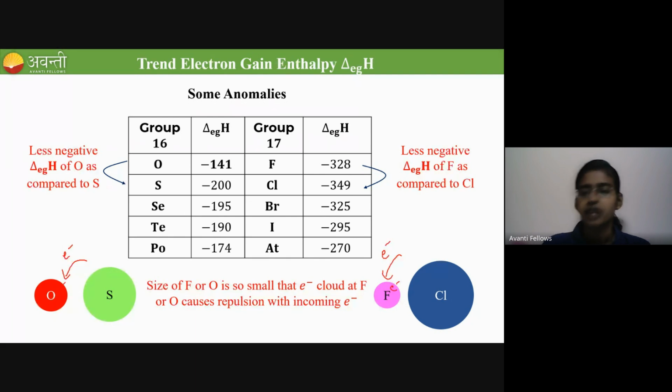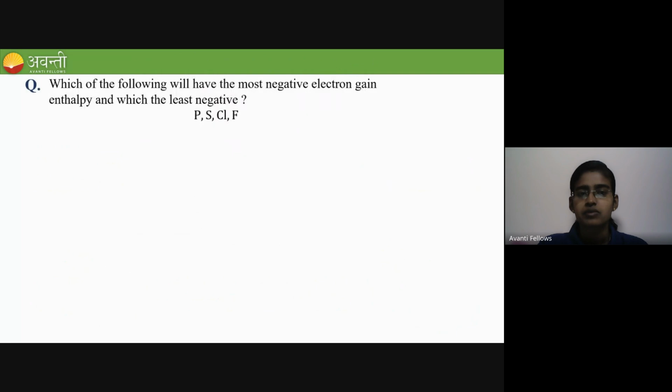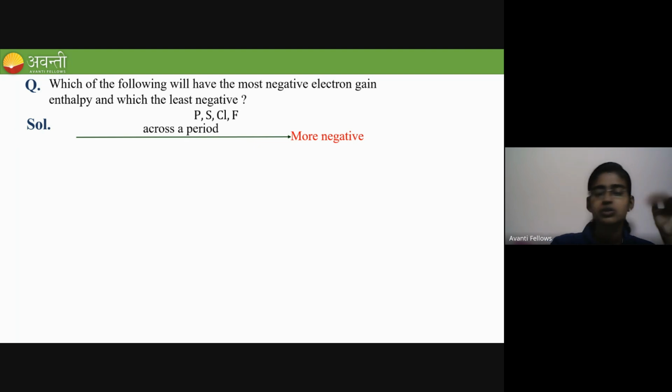Okay, fine. Let us take one question. Which of the following will have the most negative electron gain enthalpy and which is the least negative among phosphorus, sulfur, chlorine and fluorine? So let us solve this. We know that across the period, electron gain enthalpy becomes more negative. Fluorine belongs to the second period, chlorine is below that, sulfur is before chlorine and phosphorus is before sulfur.